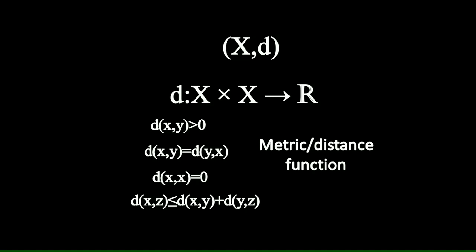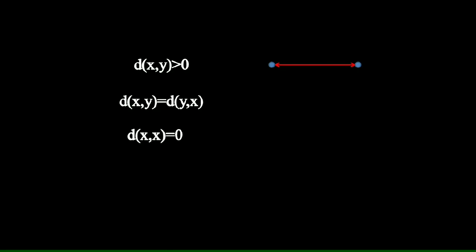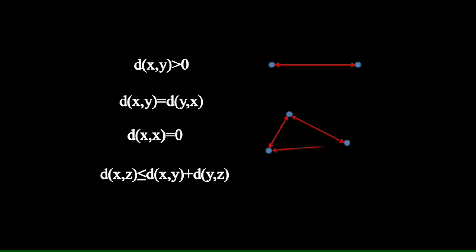Understanding these properties is very easy if we think about distance between any 2 points. Of course, if x and y are two distinct elements, the distance between them is always positive. The distance between x and y is the same as the distance between y and x. The distance between an element and itself is obviously 0. And the final inequality is just the triangle inequality, which says that the sum of the lengths of two sides of a triangle is always greater than the length of the third side.